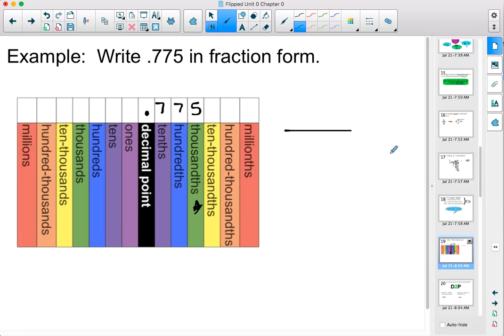Now I'm going to read it one more time, and I want you to picture what this fraction would look like. 775 thousandths. Okay, so the 775 goes in my numerator. Oops. My 1,000 goes in the denominator because I said 775 thousandths.